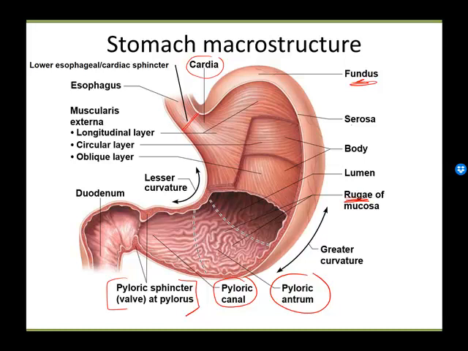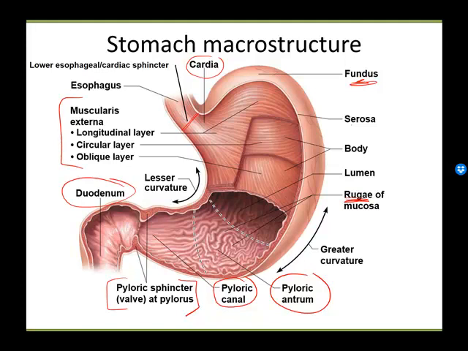So why do we bother naming all these different parts of the stomach? Because you can have ulcers in different parts of the stomach, in the pyloric antrum, in the body, in the cardia, etc. Okay. By the way, the duodenum right here, this is part of the small intestine. So the stomach leads into the small intestine through the pyloric sphincter or pyloric valve.